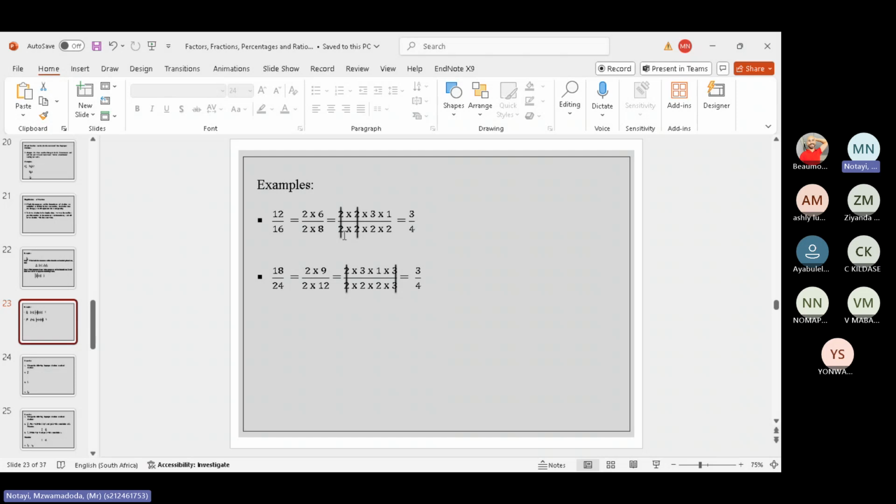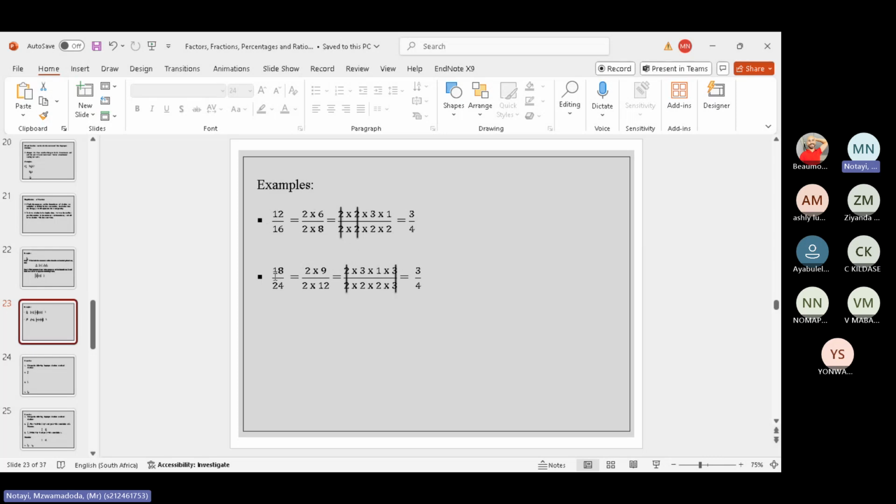And then we see that there's a 2 and a 2 at the bottom that cancel each other. And then there's another 2 and 2 at the bottom that cancel each other. And then we're left with 3 times 1 divided by 2 times 2, which is equal to 3 divided by 4. That is in its simplest form.